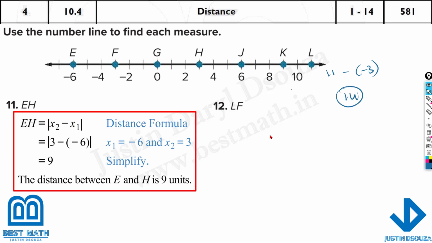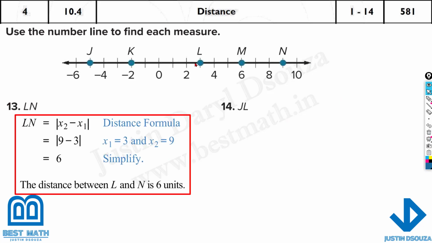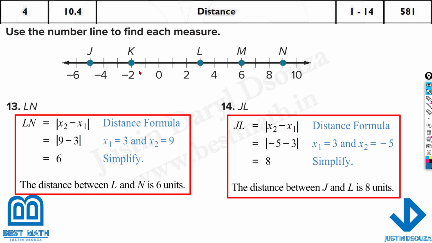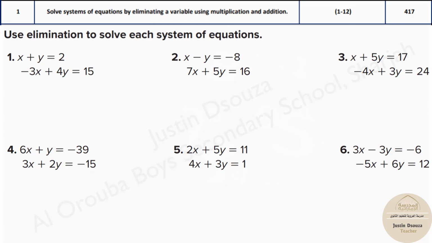Because 11 minus of minus 3 will be 11 plus 3, that's 14. And similarly, we have two more. Ln here, it's 3 and 3, it's 6. JL from here, it's 3, 6, 7, 8. The question is to solve systems of equations. Here we will solve all these problems easily using calculator.